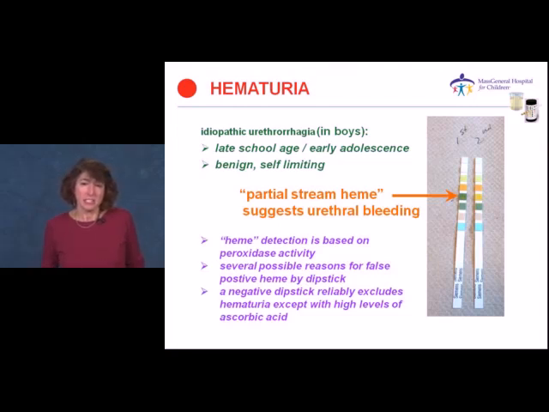And then since we have the dipstick sitting here, I wanted to point out that the detection of heme, the color change from yellow to green, is detection based on peroxidase activity. And with dipsticks, there's many reasons for false positive color changes in addition to the presence of heme, because many different substances have peroxidase activity. But by and large, if you have a negative dipstick that's negative for heme, you're reliably excluding the presence of hematuria unless for some reason you have super high levels of vitamin C in the sample, which would be fairly unusual. The other way it could be a false negative is if the stick is expired.